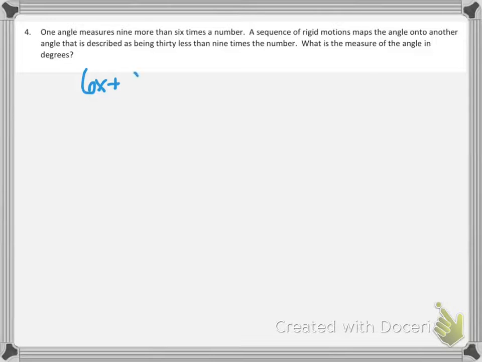6x plus 9. Should be getting better at these now. A sequence of rigid motions maps the angle onto another angle that is described as being 30 less than 9 times the number. So we're going to say that they're equal, and that is 30 less than 9 times the number. That's 9x minus 30. Okay, now we just need to get our variables all on the same side. So I will subtract 6x from both sides.